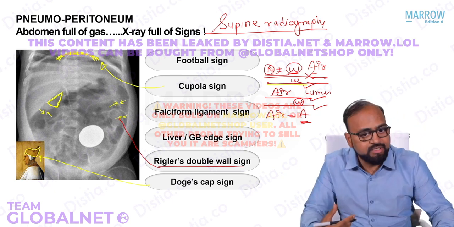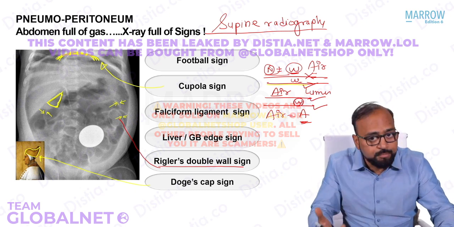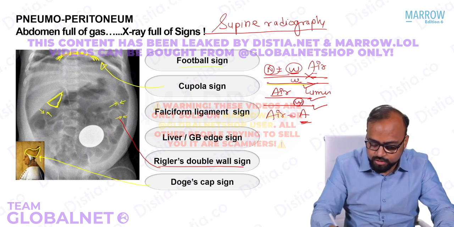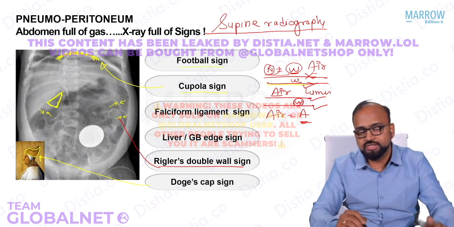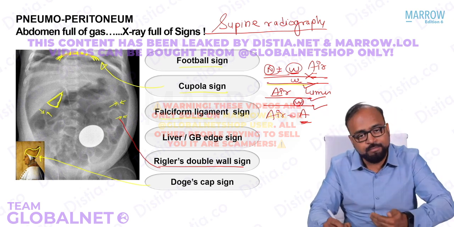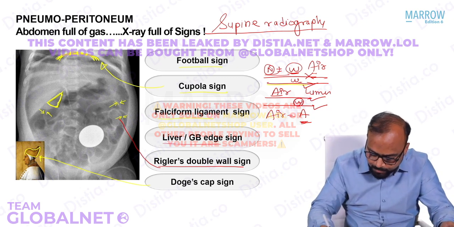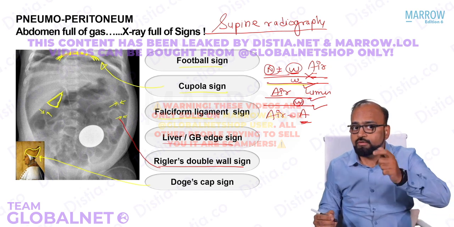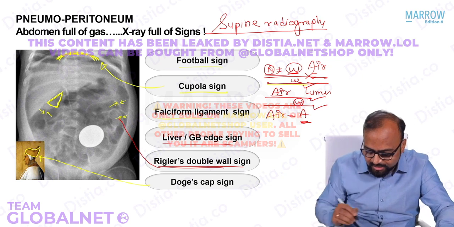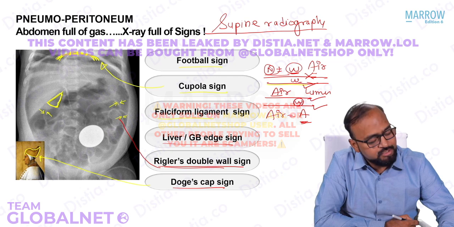So various signs have been described. Because the abdomen is full of gas, the X-ray is full of signs, and pneumoperitoneum is a very important condition for your exams. You must know all these signs. Football sign, central lucency. Cupola sign, a dome-like lucency created because air lines the central tendon of the diaphragm. Falciform ligament seen as a sharp margin, falciform ligament sign. Liver and GB edge seen as a sharp margin, liver or GB sign. Both bowel surfaces, mucosal as well as serosal, seen together as a sharp margin is called Rigler's double wall sign, and Doge's cap sign is the triangular shape of air trapped within Morrison's pouch.